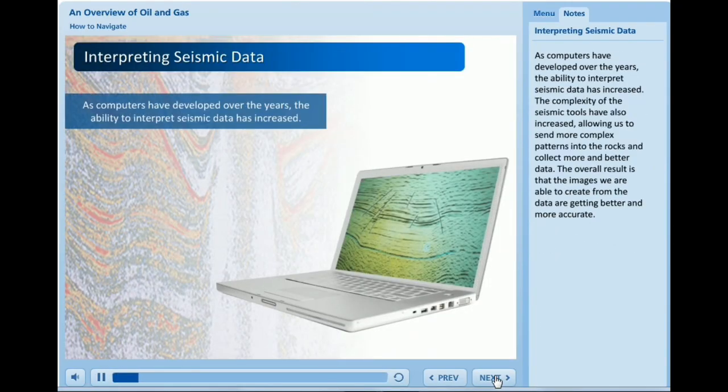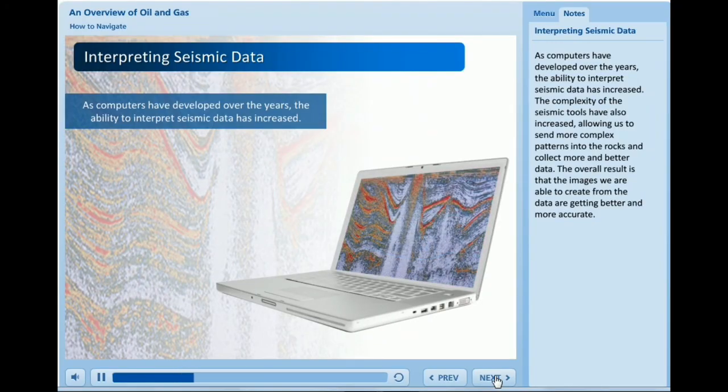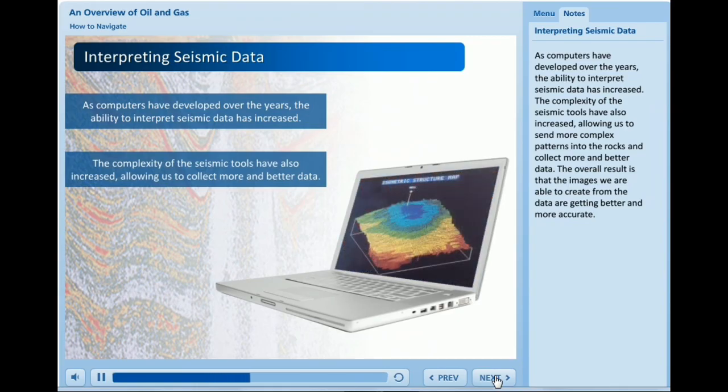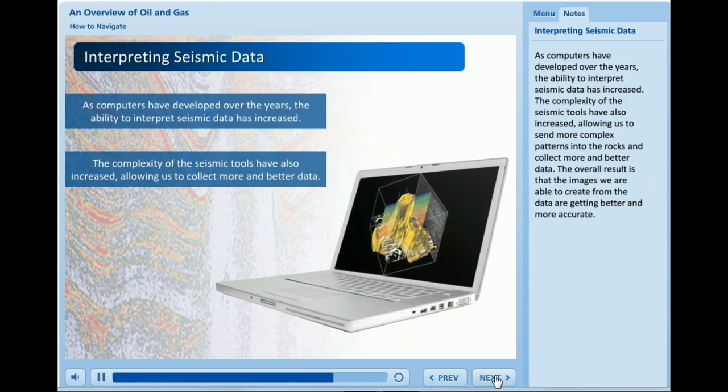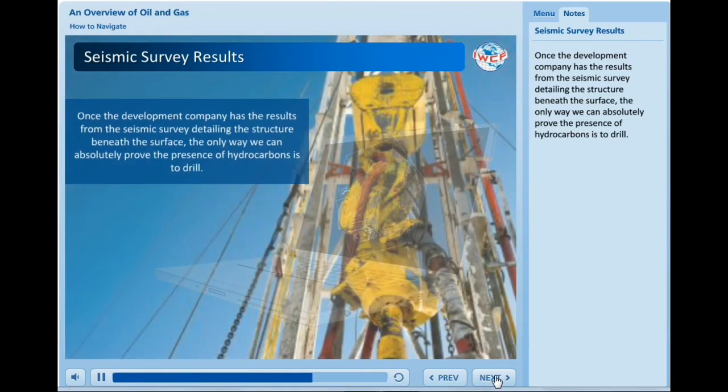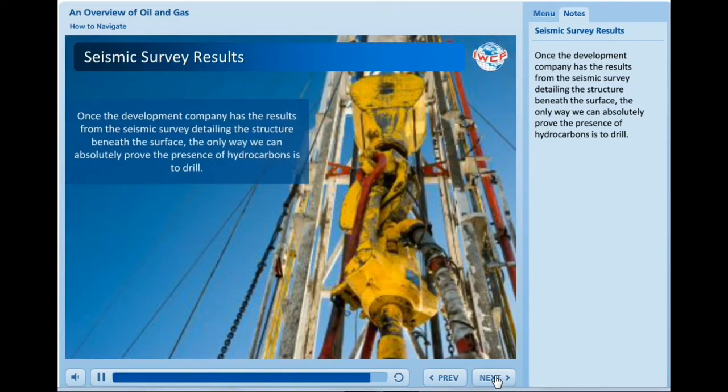As computers have developed over the years, the ability to interpret seismic data has increased. The complexity of the seismic tools have also increased, allowing us to send more complex patterns into the rocks and collect more and better data. The overall result is that the images we are able to create from the data are getting better and more accurate. Once the development company has the results from the seismic survey detailing the structure beneath the surface, the only way we can absolutely prove the presence of hydrocarbons is to drill.